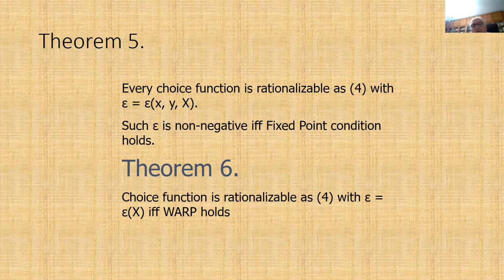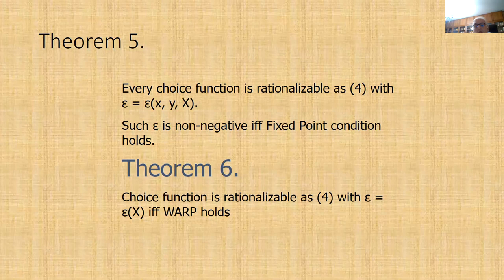Okay. And the next theorem is a very fundamental theorem. If epsilon depends only on x capital, it is possible if and only if the weak axiom of revealed preference holds. Now I would like to go back to the classic theory of Paul Samuelson, which was published in 1938. One of the fundamental results of this article in 1938 was the following. Suppose we have a single valued choice function, this is very important, for which the weak axiom of revealed preference holds.